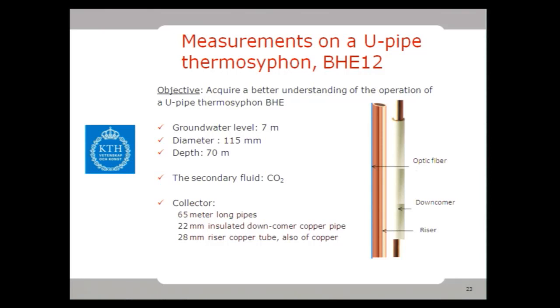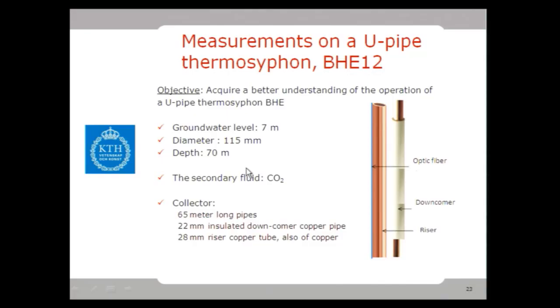Going forward, I present results from another U-pipe heat exchanger, but in this case it is a U-pipe heat exchanger having CO2, or carbon dioxide, as a secondary fluid and not having a pump for circulation. And the idea with this test was to acquire a better understanding of the operation of this heat exchanger, which we managed to make work.